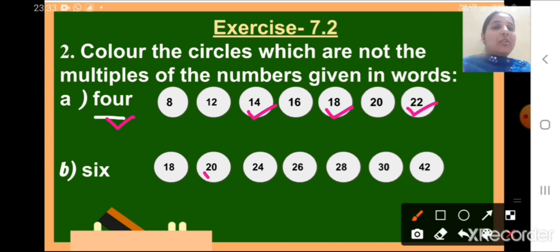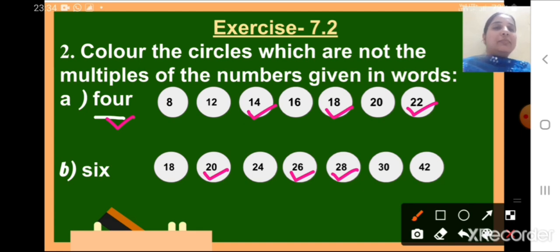Yes, number 20, then 26, then 28, isn't it? So 20, 26 and 28 are not the multiples of number 6, whereas 18, 24, 30 and 42, these we get in the multiplication table of 6. 6 3s are 18 here, then 6 4s are 24, 6 5s are 30 and 6 7s are 42.